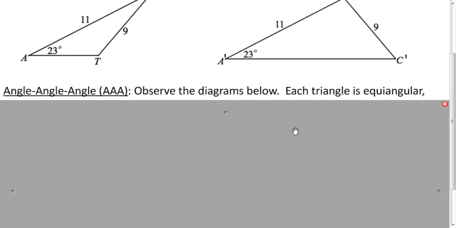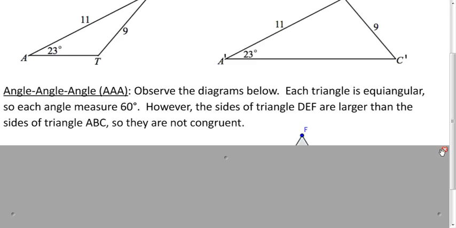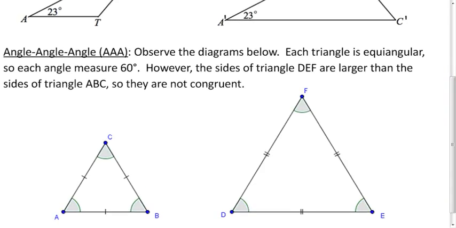And finally, angle, angle, angle. In this counterexample, we have two equilateral triangles, so all the angles are 60 degrees, but clearly the one on the right is bigger than the one on the left, so they're not congruent. So those two criteria do not show that triangles are congruent.